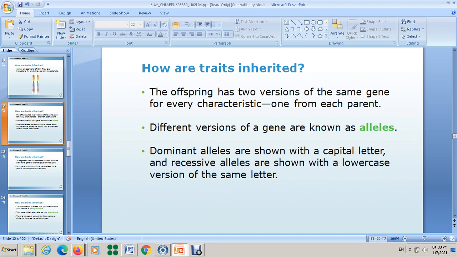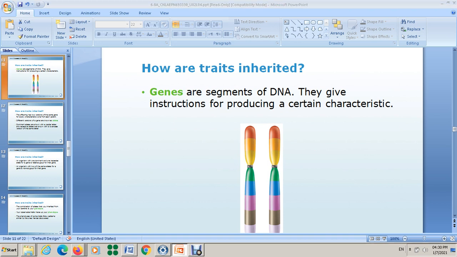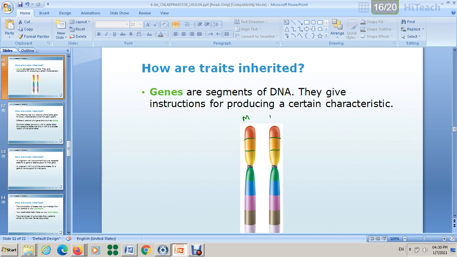The offspring, for example you as an offspring, has two versions of the same gene for every characteristic, one from each parent. Let's go back to this one. Imagine this orange one, one from mom and the other one from dad, right? This I'll put M from mom and this one from dad. And these chromosomes, all of them, are homologous chromosomes, right?